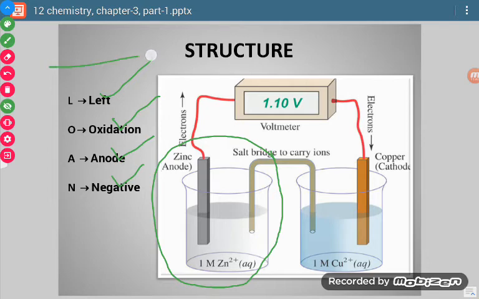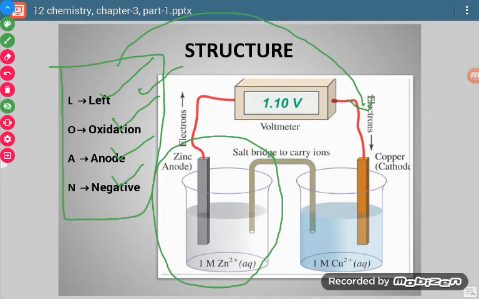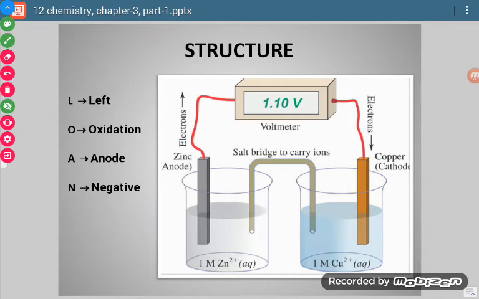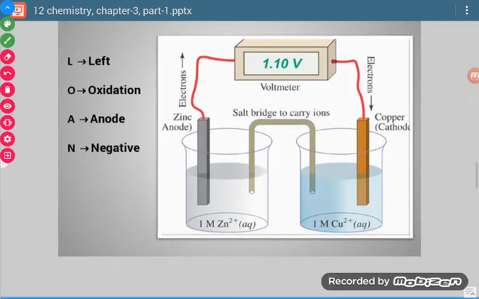Now whatever we have said for the left side, the reverse will be true for the right side. Means on the right side reduction will occur, that will be the cathode and that will be positively charged. So with one word we can remember the charges and the processes occurring at the different half cells. Okay, so LOAN is to be remembered.